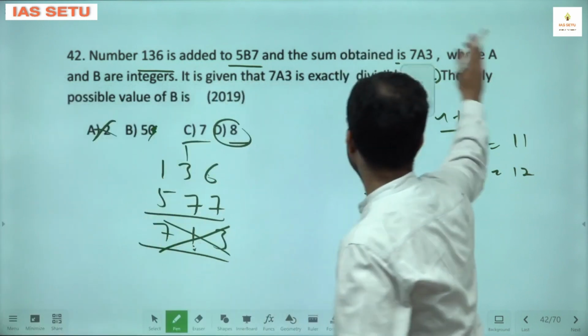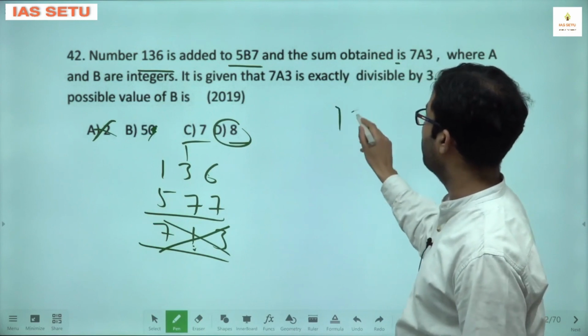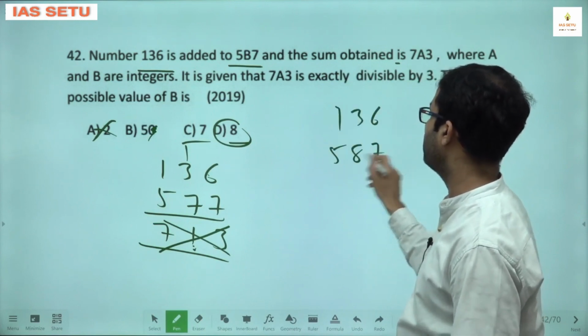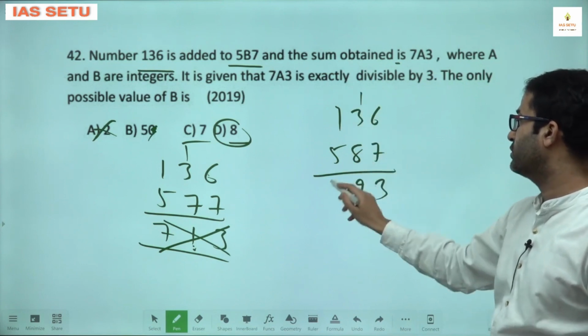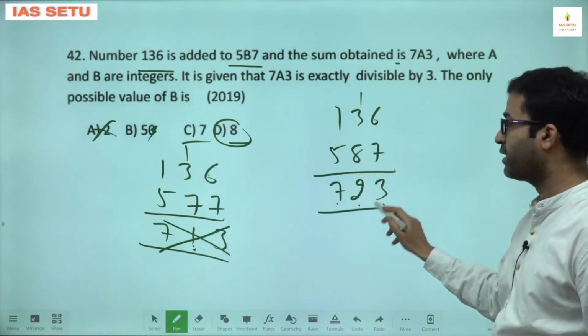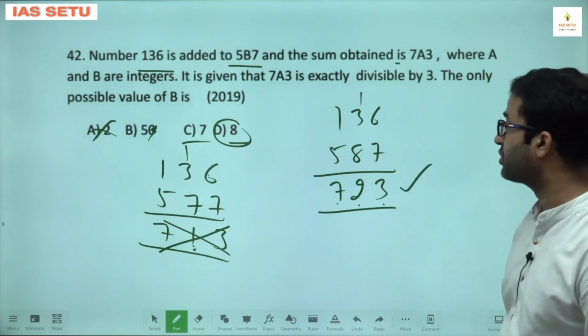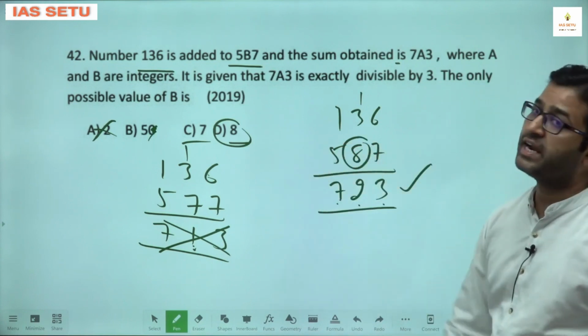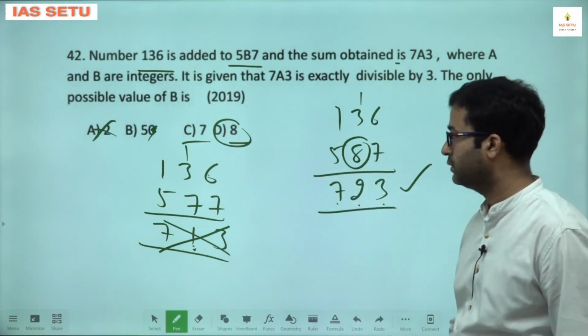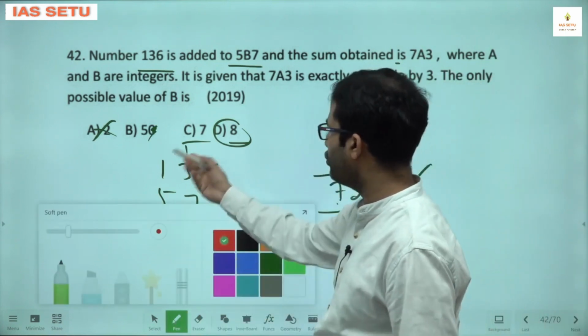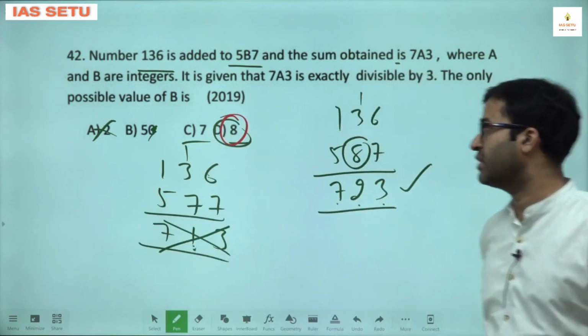We check 8. This is 1, 3, 6. 5, 8, 7. 13, 12, 7. 7 plus 2, 9 plus 3, 12. Yes, it is divisible by 3. So this 8 will fit in this question. No other value. 8. So you check with the answer options actually. 8 is the answer.